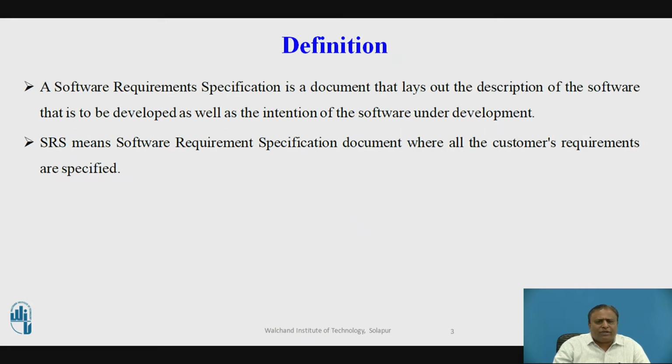First we are going to see the definition of SRS. A software requirement specification is a document that lays out the description of the software that is to be developed as well as the intention of the software under development. Software requirement specification shows what the software is supposed to do as well as how it is supposed to perform. It is written down before the actual software development work starts.